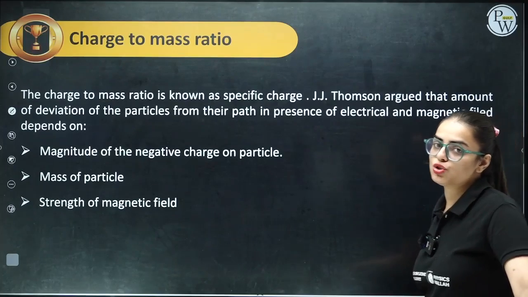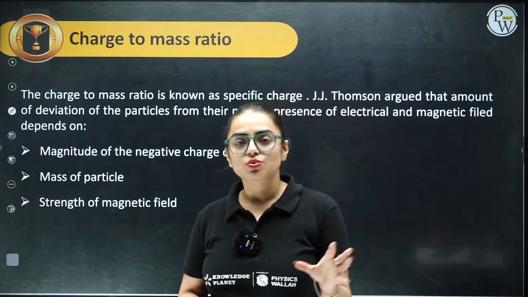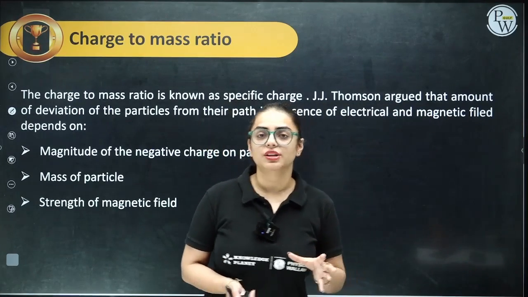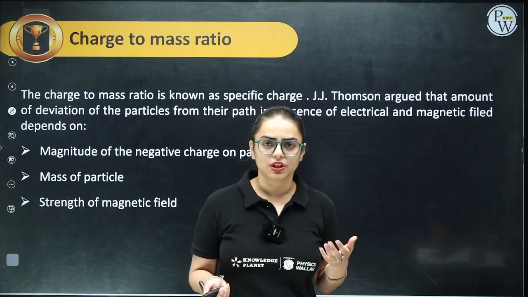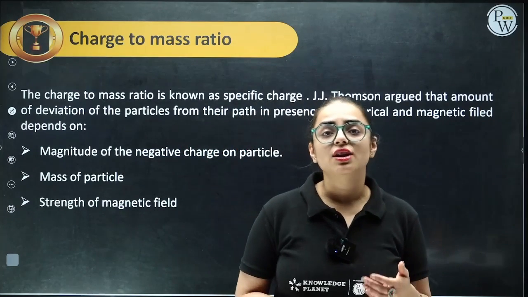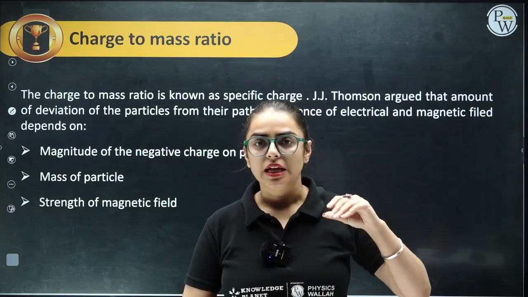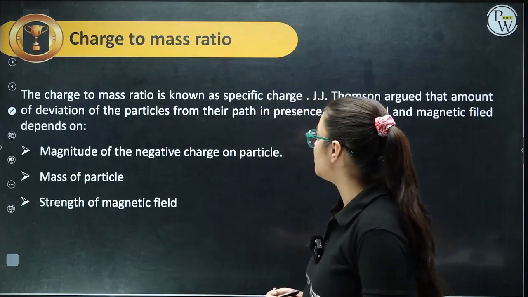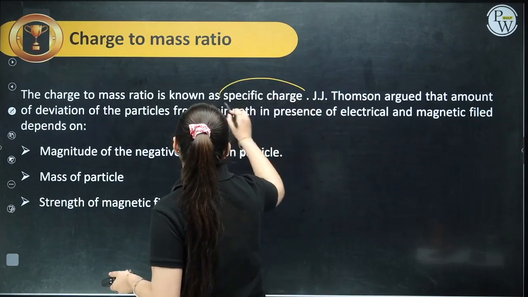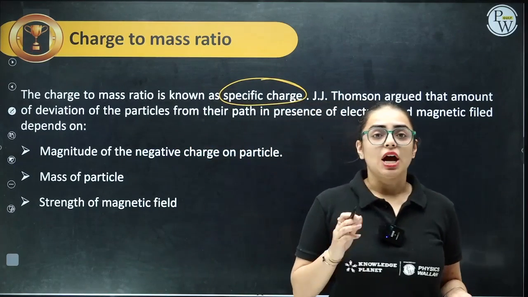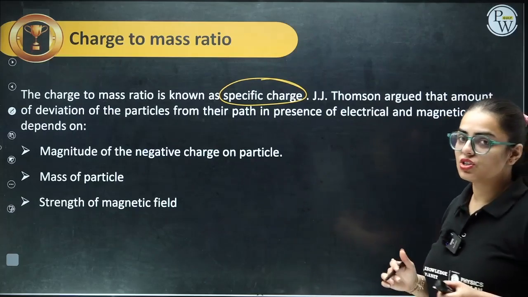Now comes charge to mass ratio. See, now we got to know about cathode rays, that they carry a negative charge. These are the properties of cathode rays. But let us understand about charge to mass ratio. What do you feel? What is charge to mass ratio? See, now over here they have told you the very first thing about specific charge. The charge to mass ratio is referred to as specific charge, and J.J.